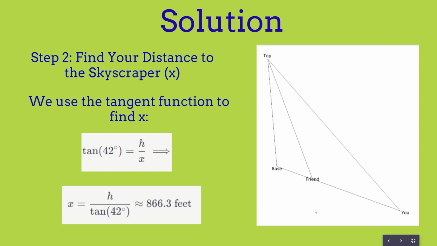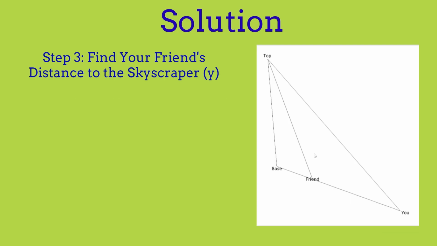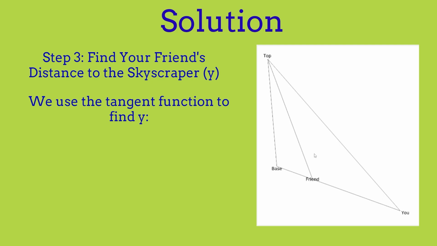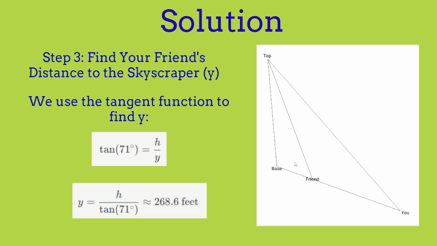So now that we know the distance of us to the base of the tower, let's find the distance from our friend to the base of the tower. This is step number 3. We're going to use the tangent function again to find the value of y. For the value of y, we already know that this angle of elevation is 71. So tan 71 is equal to h divided by y in this case. Once we isolate y by itself, y is equal to h divided by tan 71, and in this case we get approximately 268.6 feet.